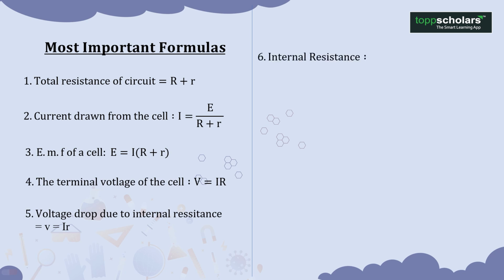6. Internal resistance. 1. r is equal to v upon I. 2. E minus V upon I. 3. E minus V upon R. 4. E upon V minus 1, the whole into R.